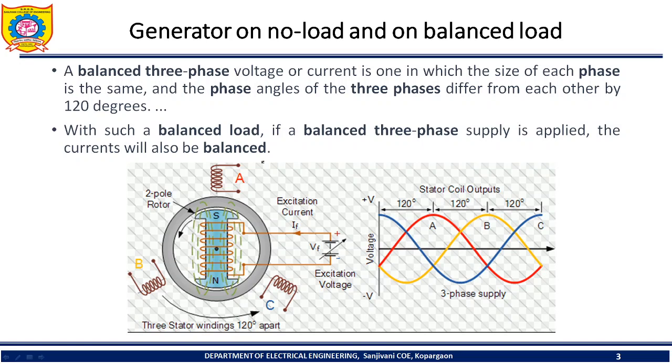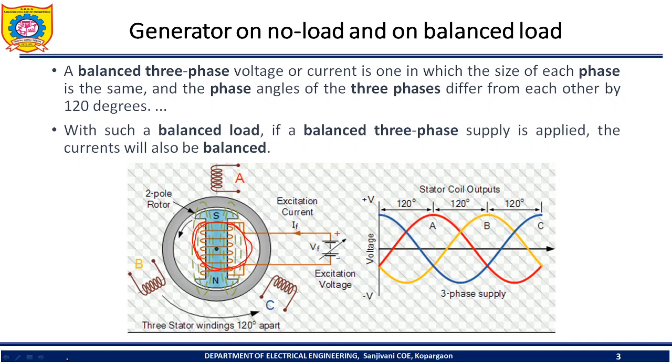So here we can discuss generator on no load. When the generator is connected on no load, for the synchronous generator a DC excitation is applied to the rotor winding. You can check here, DC excitation is applied to the rotor winding. Here this is the winding where excitation is applied, because of which a magnetic field is produced. As this N and S pole is on the rotor and the rotor is driven by the prime mover, hence a rotating magnetic field is created.